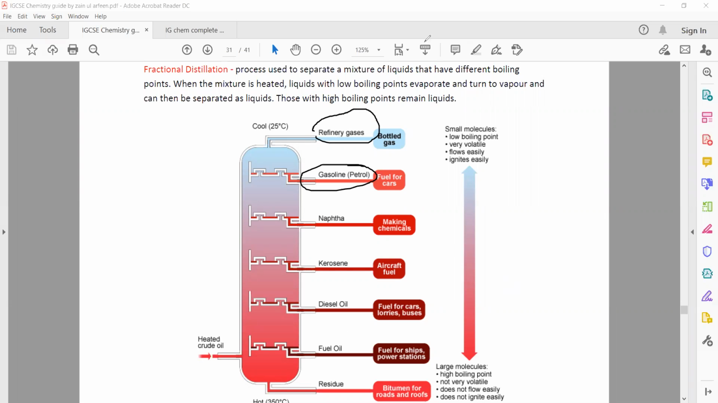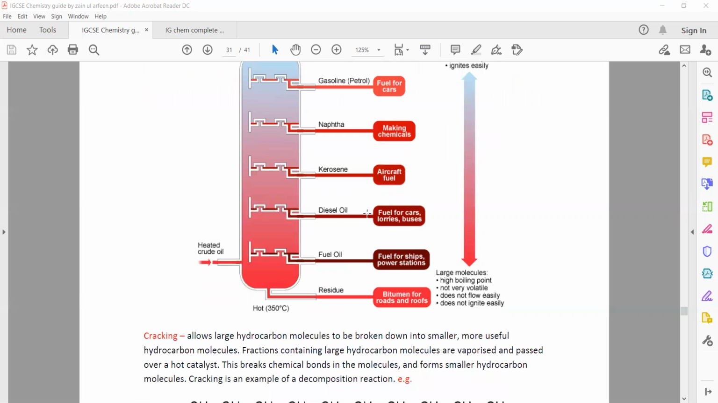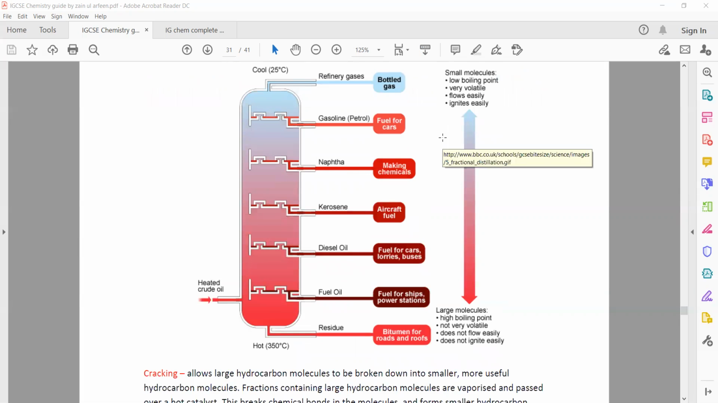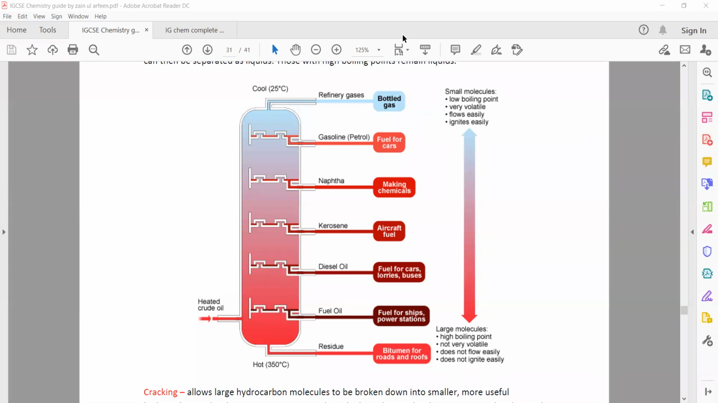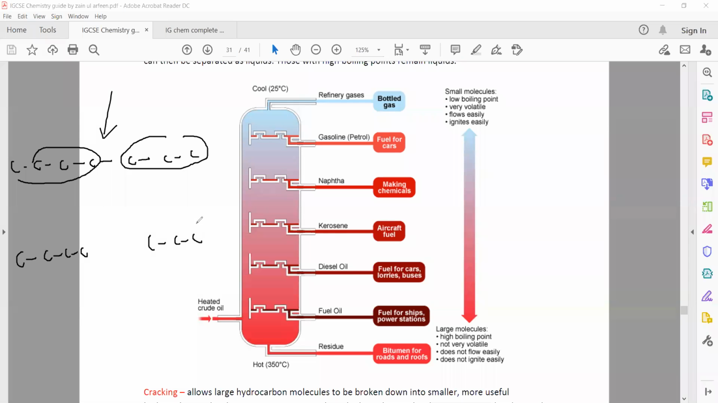So for this purpose, we use a technique or a method, and this method is known as cracking. What is the meaning of cracking? When you crack an object, it means you break an object. So in cracking, we take a long chain hydrocarbon and we break this chain of the hydrocarbon. As we break this chain, it will break into smaller hydrocarbons. Smaller hydrocarbons have more uses as compared to long chain hydrocarbons. That's why cracking is an important process which is done for these hydrocarbons to increase the number of small hydrocarbons.